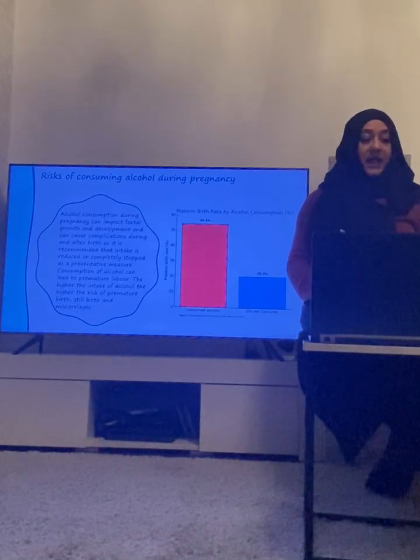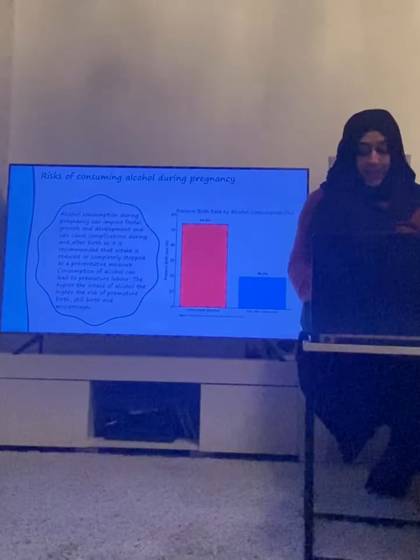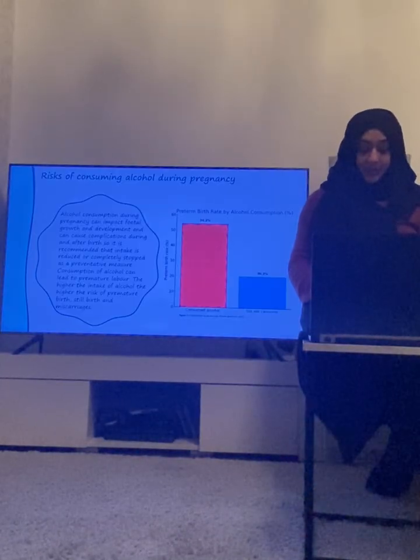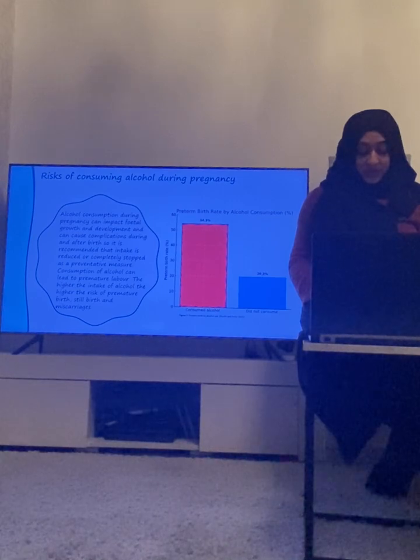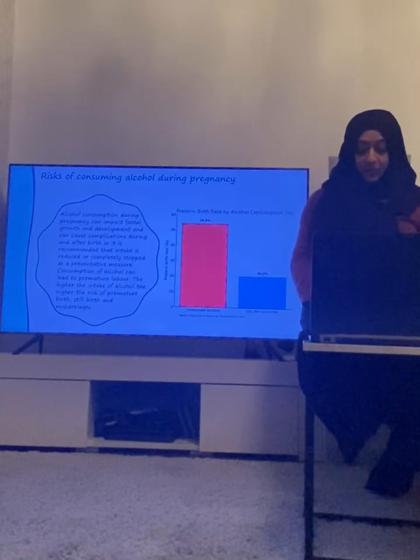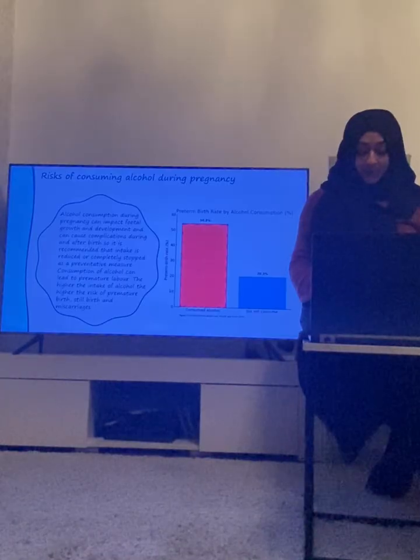The risk of consuming alcohol during pregnancy. Alcohol consumption during pregnancy can impact fetal growth and development and can cause complications during and after birth, so it is recommended that intake is reduced or completely stopped as a preventative measure. Consumption of alcohol can lead to premature labour. This is when a baby is born early, before 37 weeks, and will require additional monitoring as they will not yet be fully developed. The pregnant person will also need monitoring.